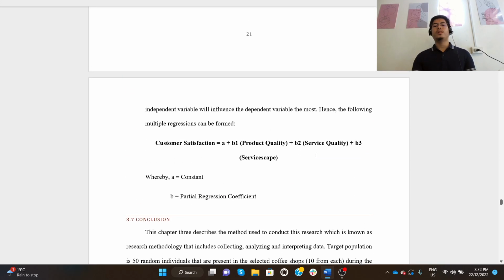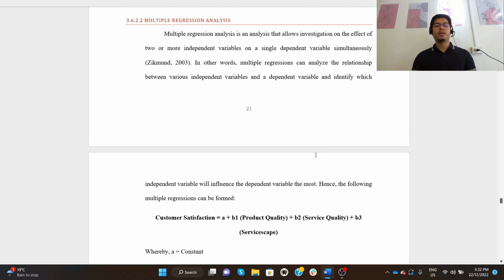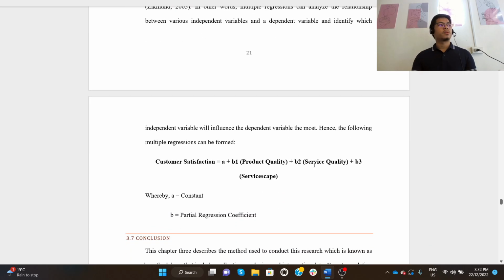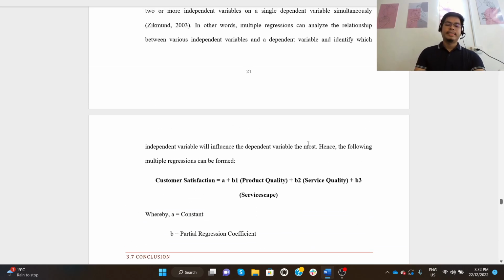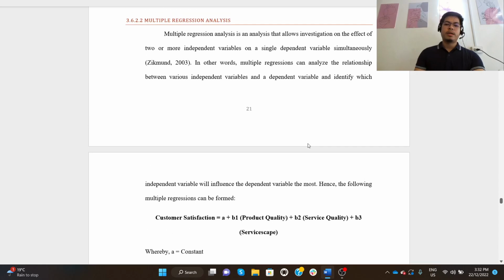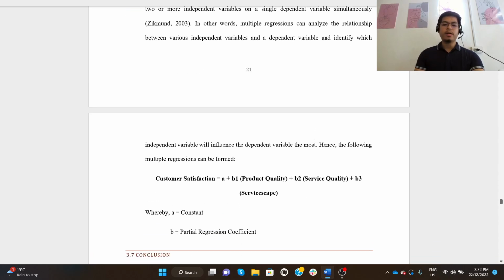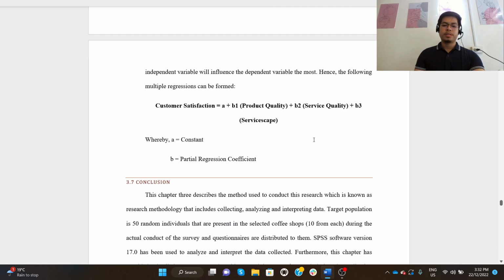Okay, so those were the formulas used in analyzing the data for this research.